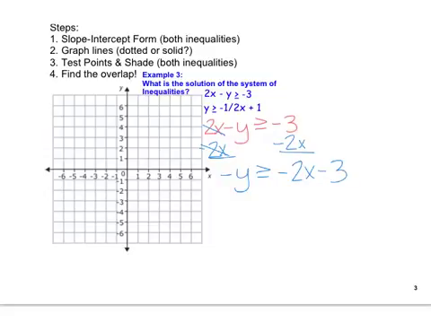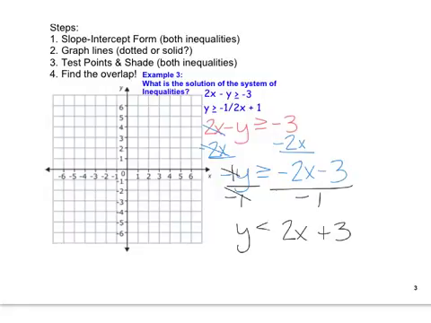Then I need to get the y all alone, so I consider the fact that this has a negative 1 for the coefficient. So I'm going to divide by negative 1 on both sides of the inequality. Y, then negative 2 divided by negative 1 is positive 2. Negative 3 divided by negative 1 is positive 3. But when I divide by a negative, I want to flip the inequality to be a less than or equal to. If you divide by a negative, you have to flip the inequality symbol. So now I have this inequality in slope-intercept form. I should be ready to graph.